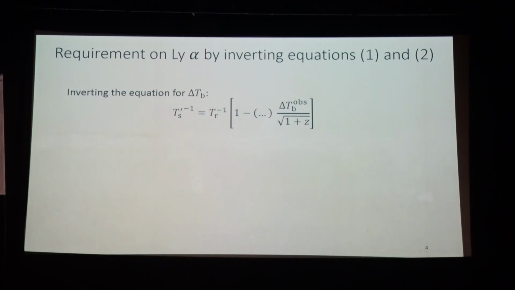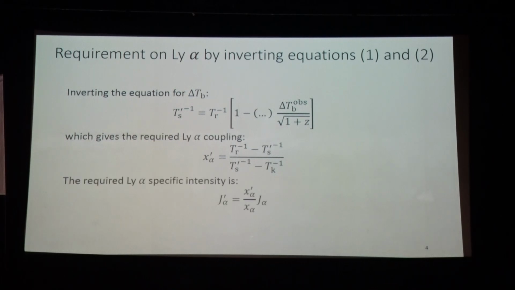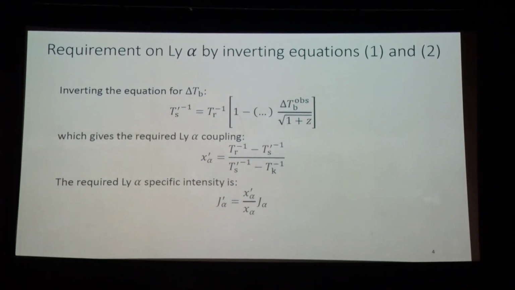We are going to begin by inverting the equation. So we start with equation one, and given an observation δT_b, we can find out the required spin temperature. With this new spin temperature, we can make a prediction for the Lyman alpha coupling, which in turn should give us the specific intensity, because we know that this Lyman alpha coupling strength is proportional to the specific intensity. We can make the prediction for the required specific intensity strength. And finally, because the specific intensity requires a model for the spectral energy distribution, we can make a prediction for the SED.